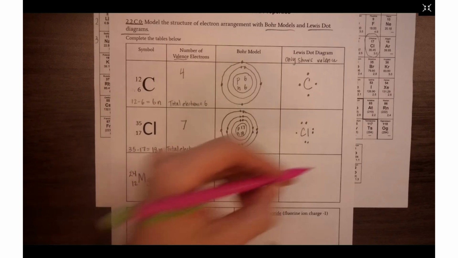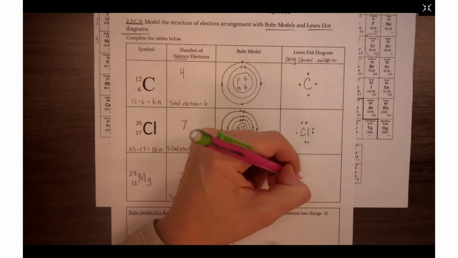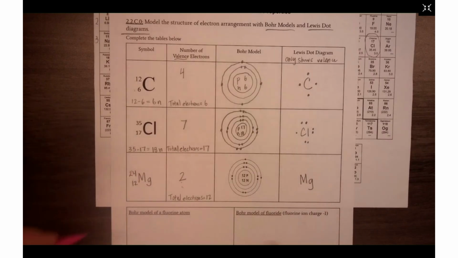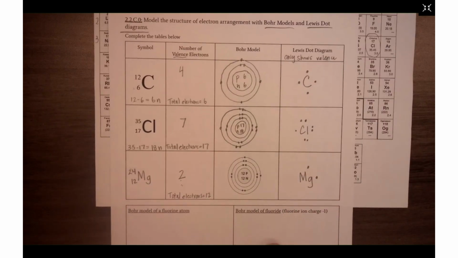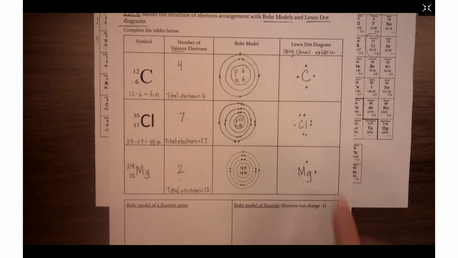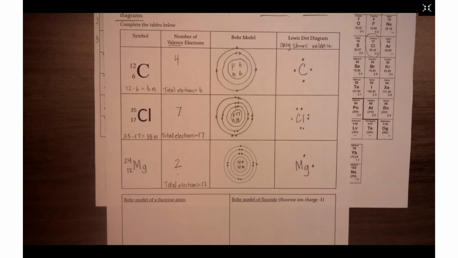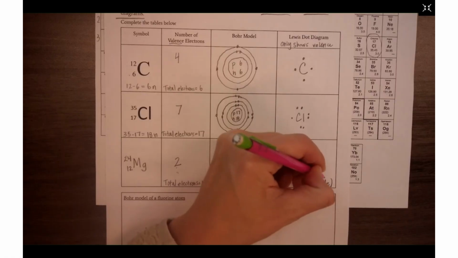And our Lewis dot diagram is just going to have our valence electrons. 1, 2. And we're not pairing those yet because we want 1 electron on each side before we start pairing them. The exception to that would be helium. Helium and hydrogen are always a little bit weird, where we would draw those paired.